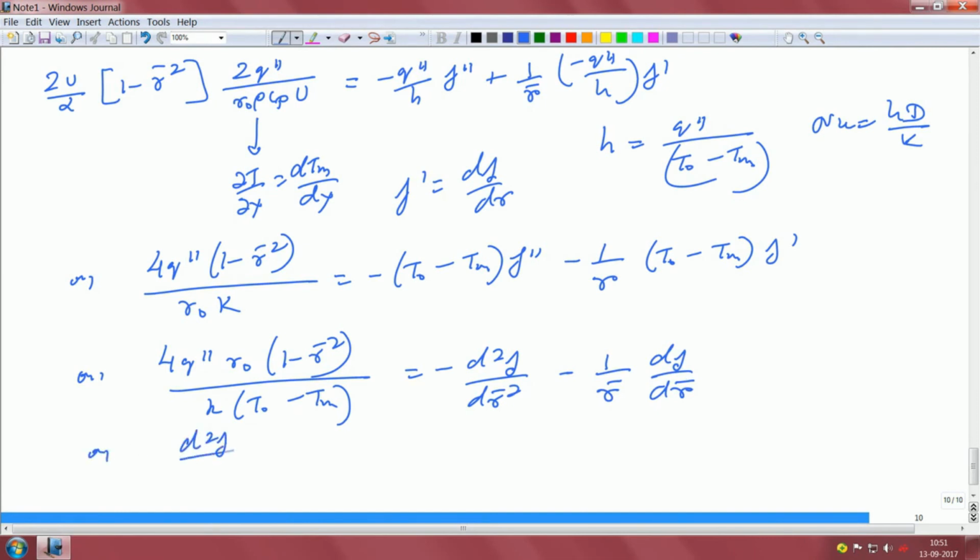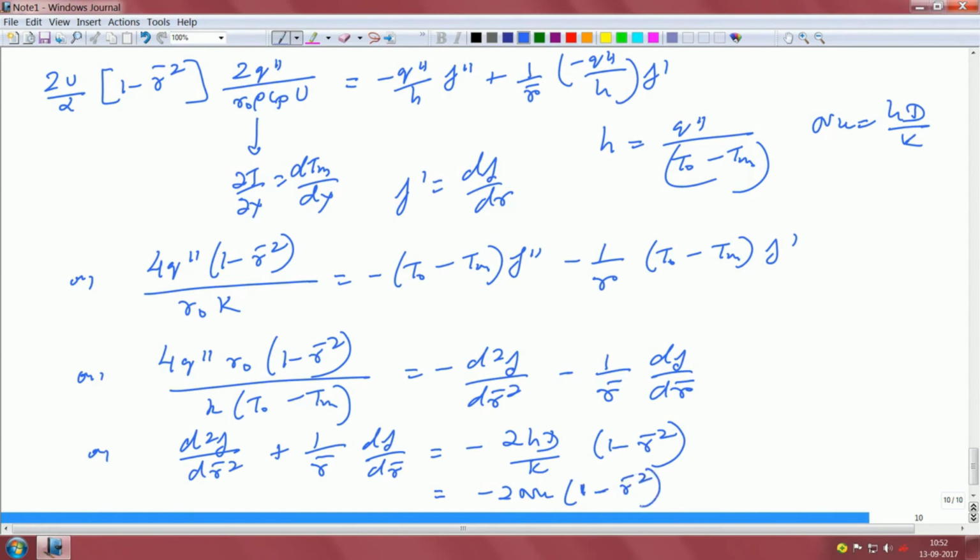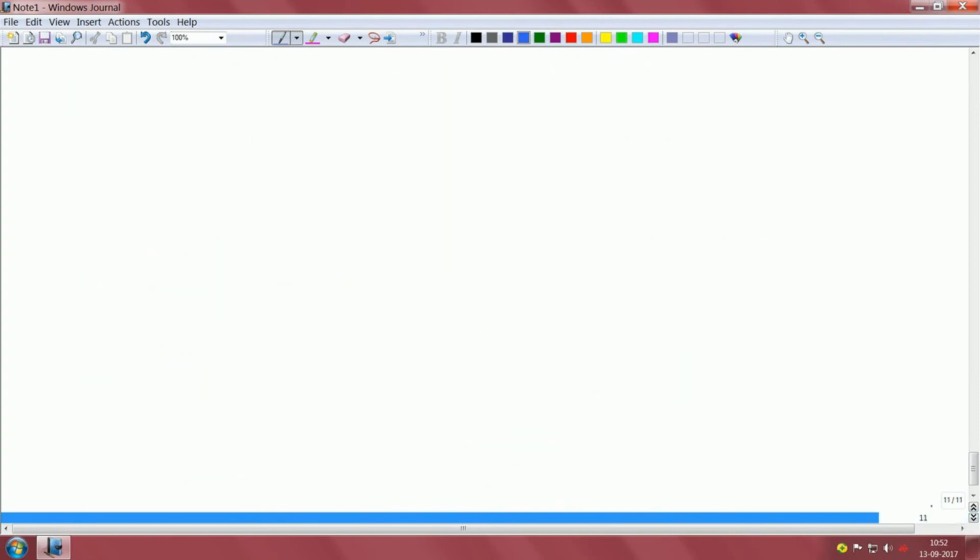d square F by dr bar square plus 1 over r bar dF by dr bar equals 2 hd by k into 1 minus r bar square, right? So this can be further written as minus 2 into Nusselt number into 1 minus r bar square. So I have skipped a few steps, but you can easily follow that all we have done is converted it to the r bar coordinate system, right? Okay. Now let us solve this particular equation then.